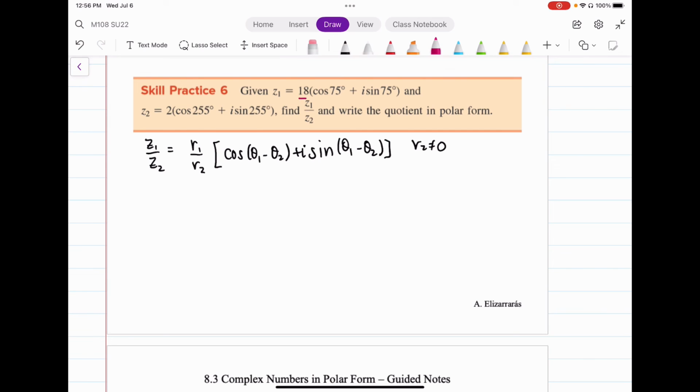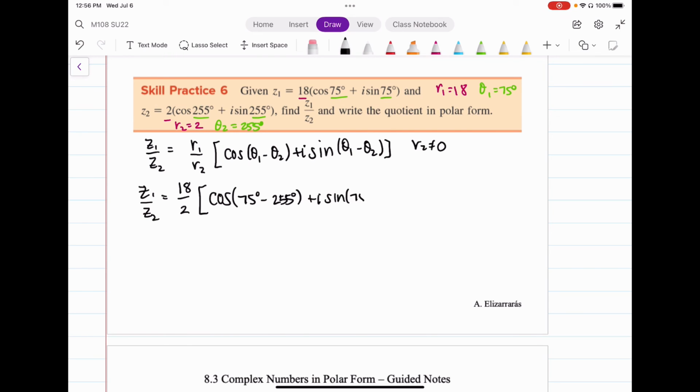Let's identify r1 equals 18, r2 equals 2, theta 1 equals 75 degrees, theta 2 equals 255 degrees. And let's substitute in our values. z1 over z2 equals 18 over 2 times the cosine of 75 degrees minus 255 degrees plus i sine of 75 degrees minus 255 degrees.